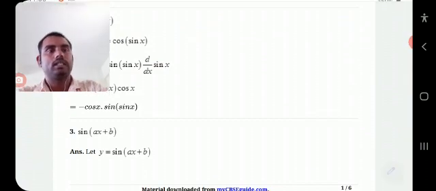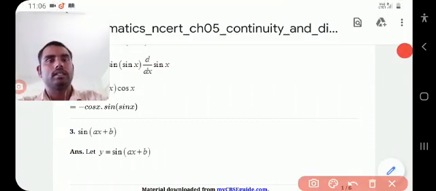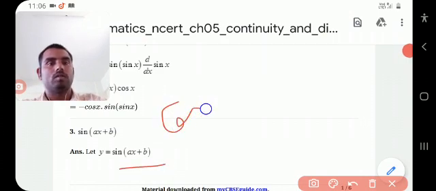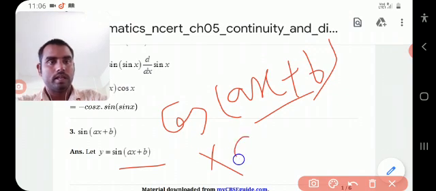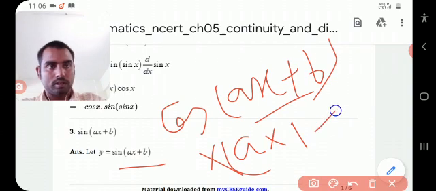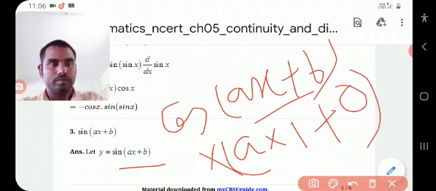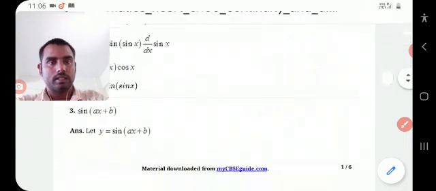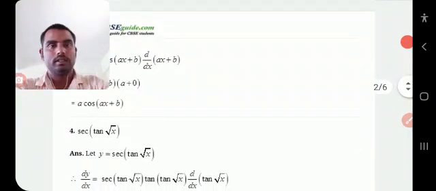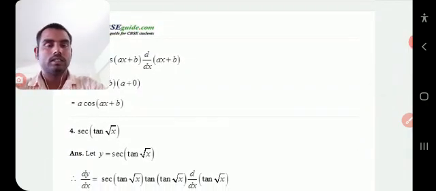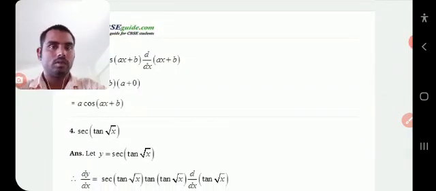For sin(ax + b), the derivative of sin x is cos x, so the derivative is cos(ax + b), and this part is also a function of x. So a into 1, the derivative of x is 1, plus the derivative of b which is 0. After simplification you get the final answer. Okay, next part, number 4, sec of tan root x.